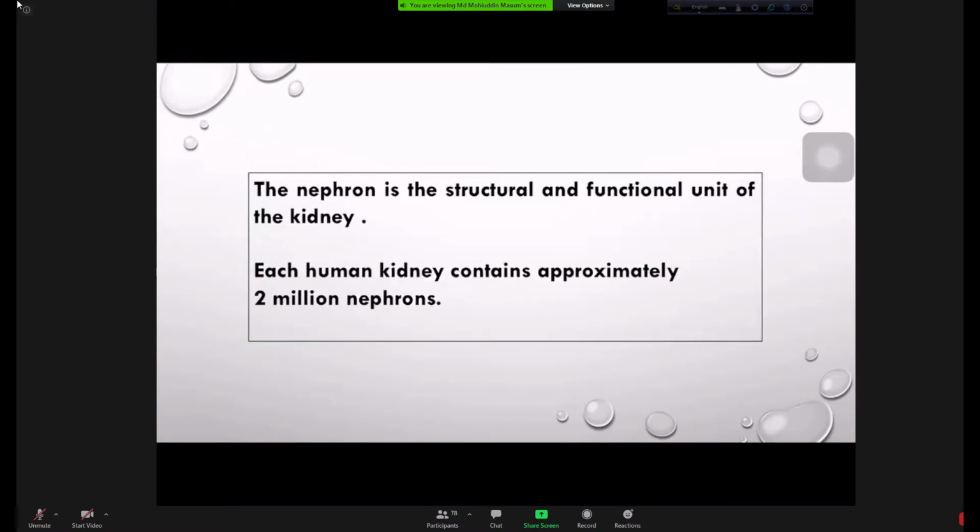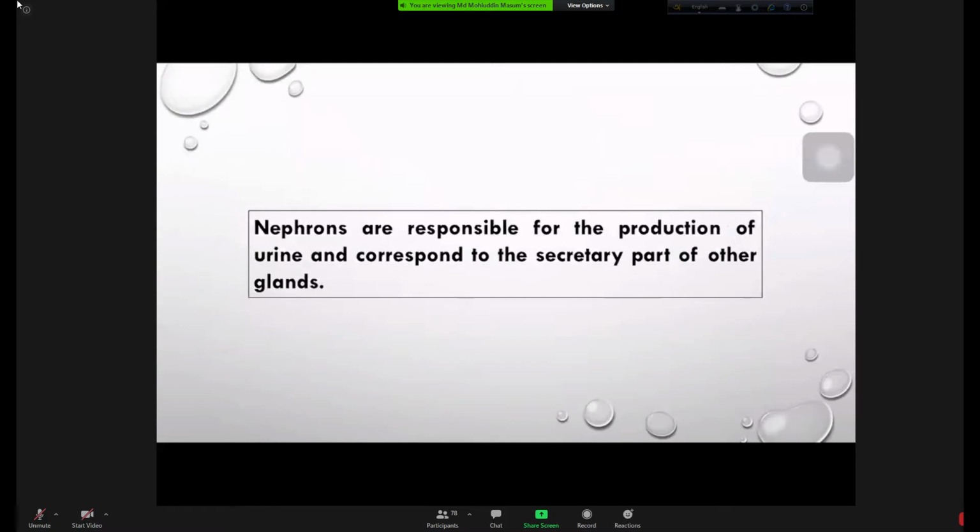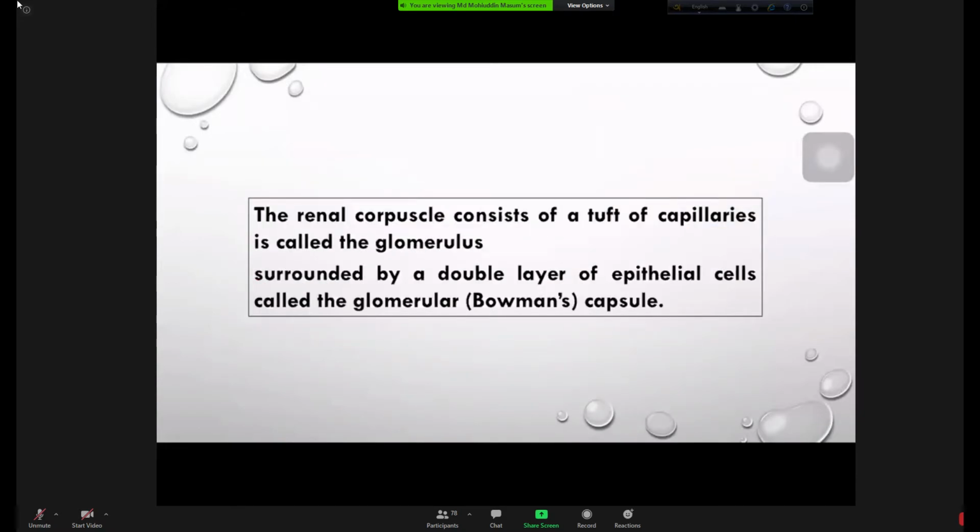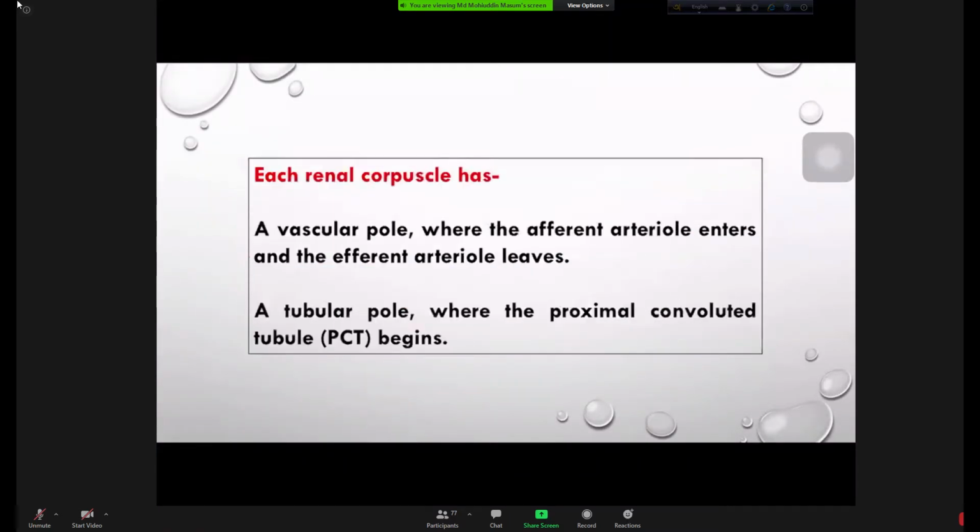The nephron is the structural and functional unit of the kidney. Each kidney contains up to 2 million nephrons. Nephrons are responsible for the production of urine. It corresponds to the secretory part of other glands. The renal corpuscle I have mentioned already. It is a tuft of capillaries called the glomerulus, and it is surrounded by a double layer of epithelial cells called Bowman's capsule.